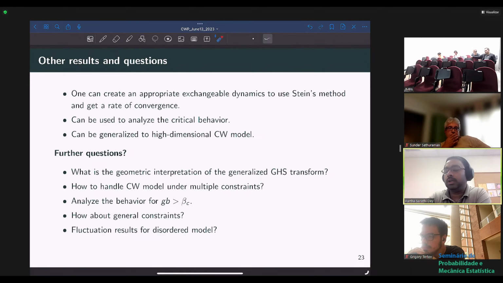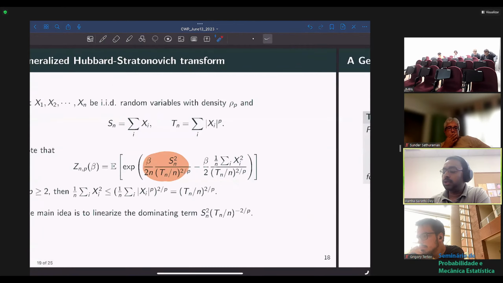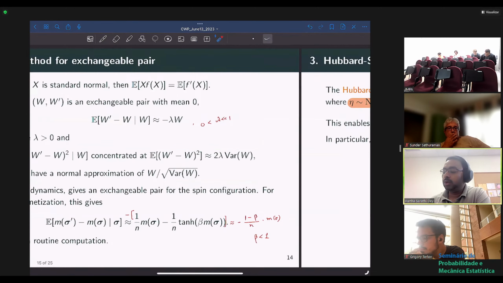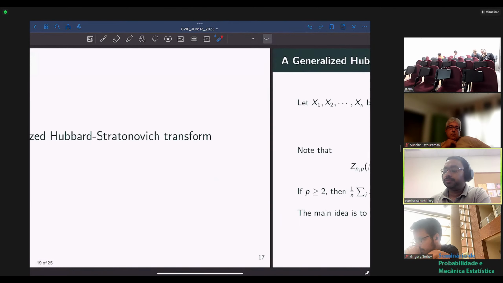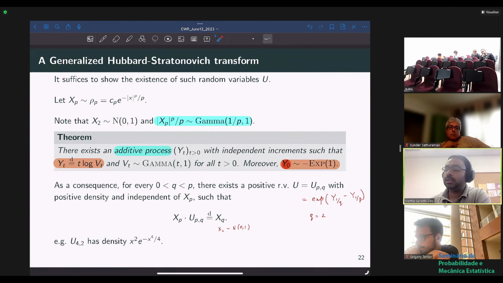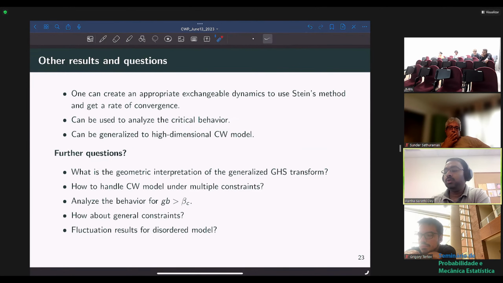But even using the Hubbard-Stratonovich transform, one can also prove a Gaussian convergence exactly as in the classical case. One can compute this limiting behavior and show that it indeed has a limit given by e to the power t squared times some constant. That also proves the Gaussian behavior. So there are multiple ways to generalize these things. This can also be used to analyze the critical behavior at beta equal to beta c, to show the n to the power 1/4 times magnetization scaling behavior, but which is more technical.